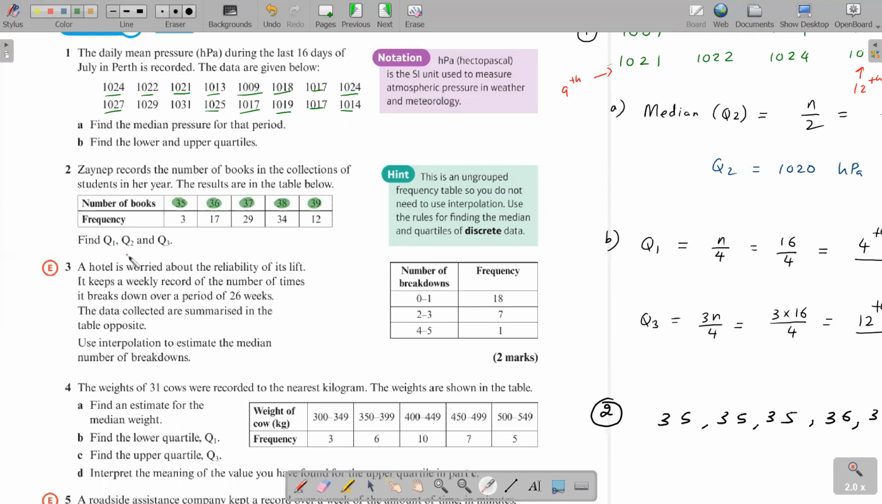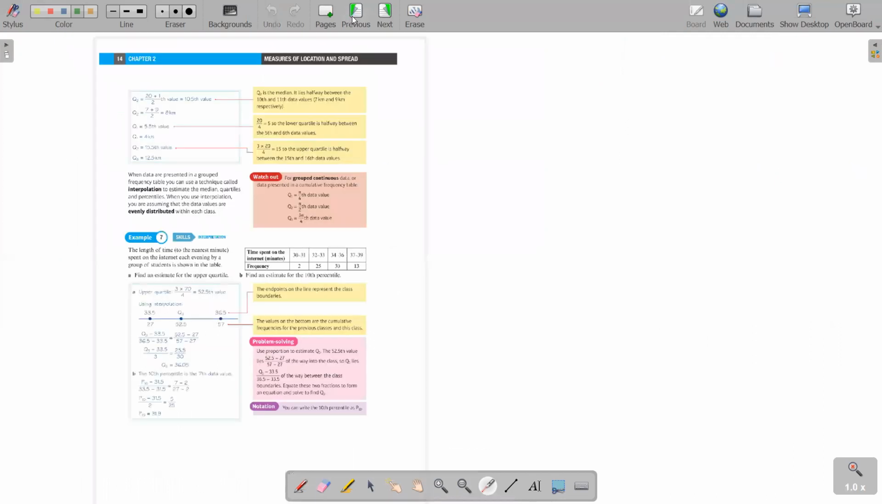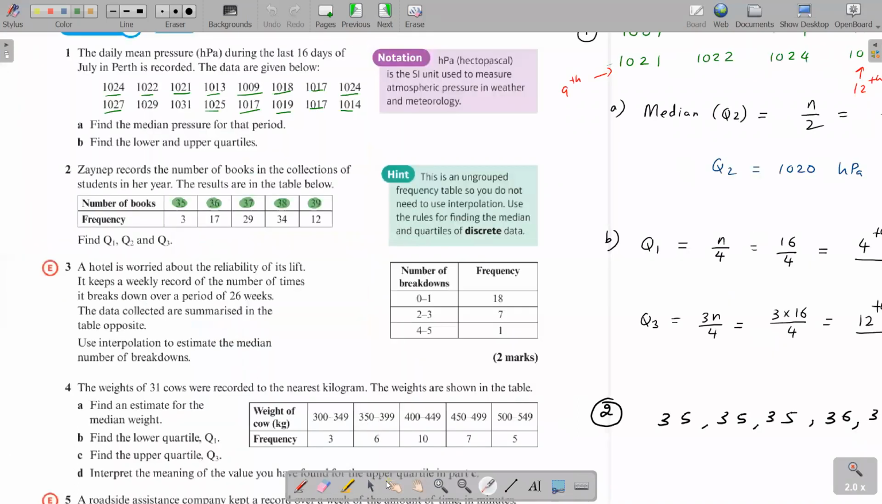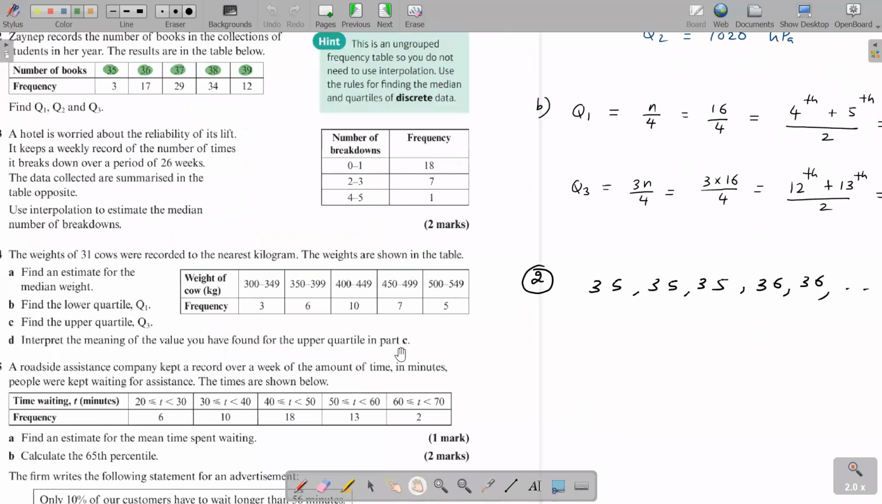First thing is to use the Q1, Q2, Q3 equations. I gave you the rule. This is definitely discrete data, because you have single data points. So Q1 is n over 4, Q2 is n over 2, and Q3 is 3n over 4, and I have given you what to follow under each situation. Before you use n over 4, we must know what our n value is.